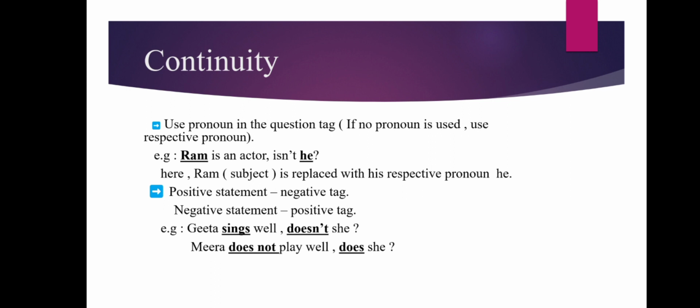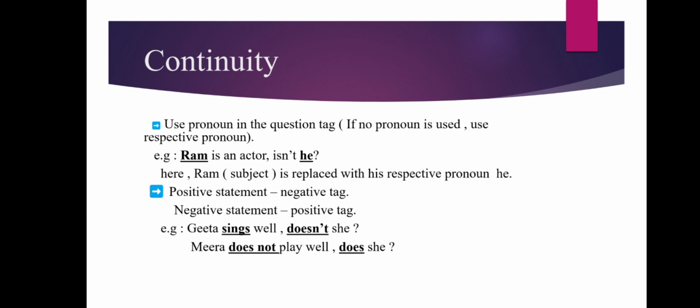The second rule is to use a pronoun in the question tag. If you are going to create a phrase at the end of the statement, you should use a helping verb and after that a pronoun. So you have to look at the subject first and identify which gender it is. In this example, Ram belongs to the male gender, so it comes under the pronoun he. You have to frame the question tag with he.